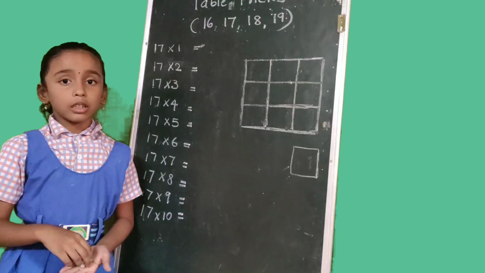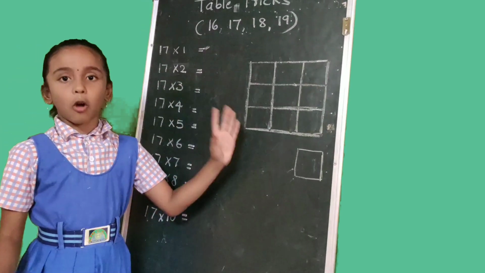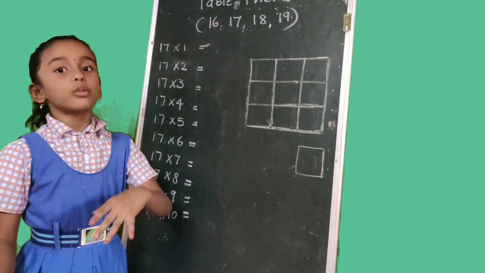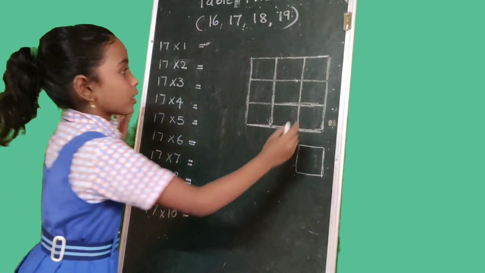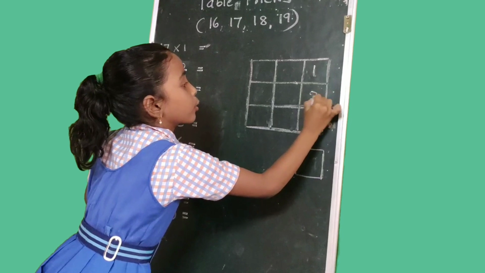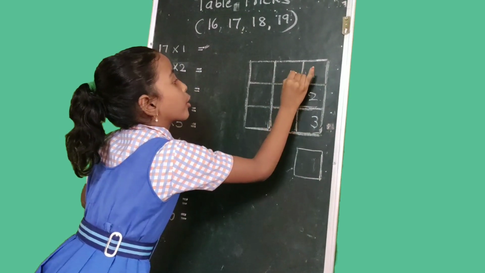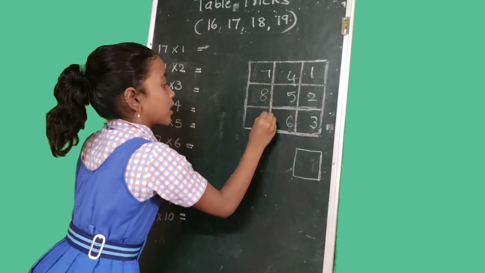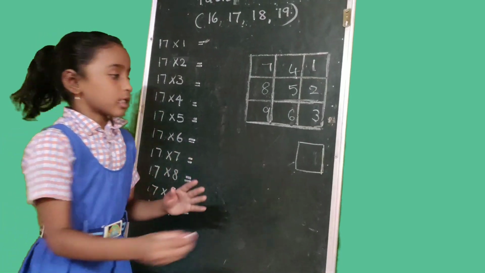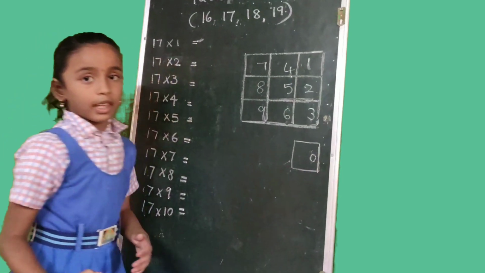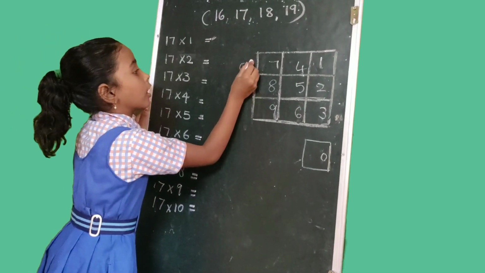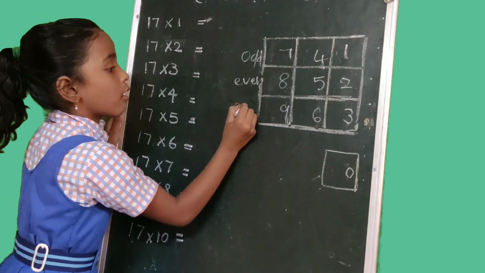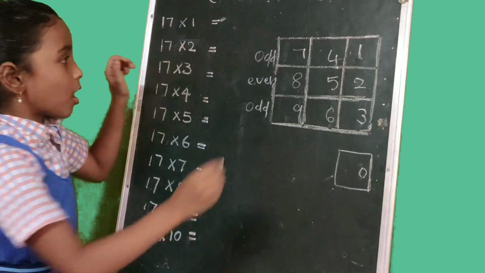17 table trick. Now we write 9 square boxes and 1 extra box. Now we write 1, 2, 9 in order: 1, 2, 3, 4, 5, 6, 7, 8, 9. Now we write 0. Then we write this row odd numbers and this row even numbers and this row odd numbers. Now we write odd numbers.